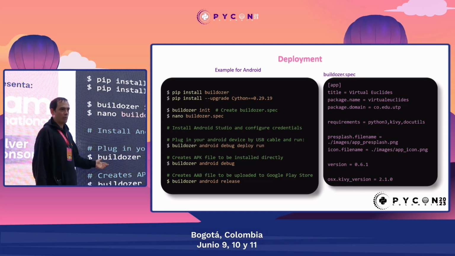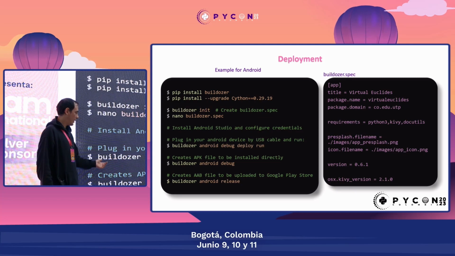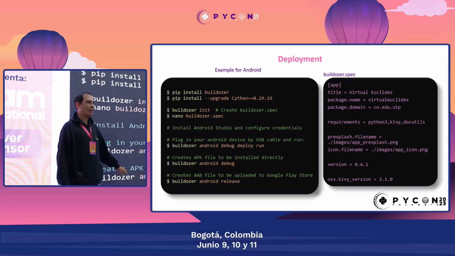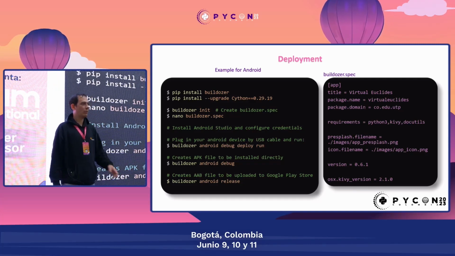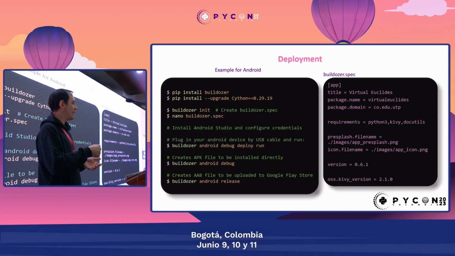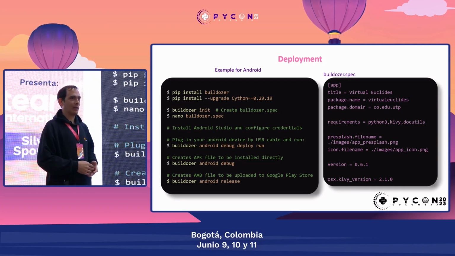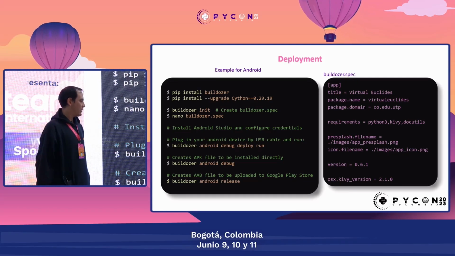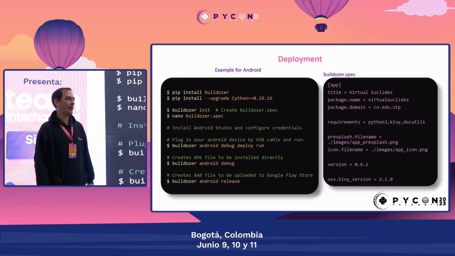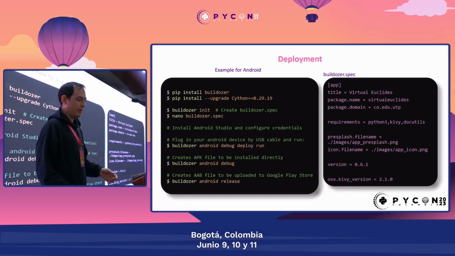And we have three options. We can debug this using our mobile phone, connecting the device using a USB cable, or we can create an APK file, and we can share this file with anyone. We can just send this file to another person, and every one of you can install this file directly without using any Google Play Store and things like that. But if we want to deploy this to Google Play Store, we need to do this Buildozer Android release to create a file that can be uploaded to the Google Play Store.